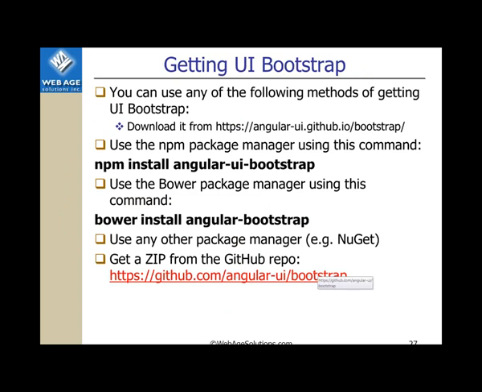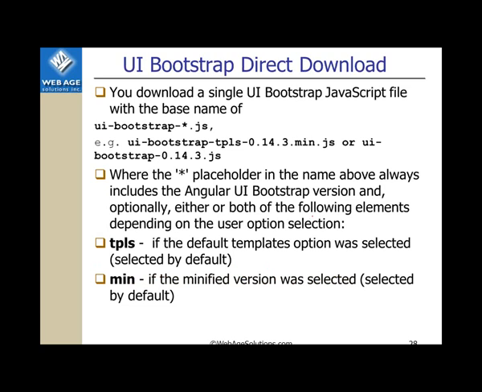You can easily get UI Bootstrap by using any of those venues. You can download it directly, or you can use Node Package Manager or Bower to install it from repositories. In this case, you will get everything set up and ready to use right away. For direct download, you've got an option to download a bunch of files.